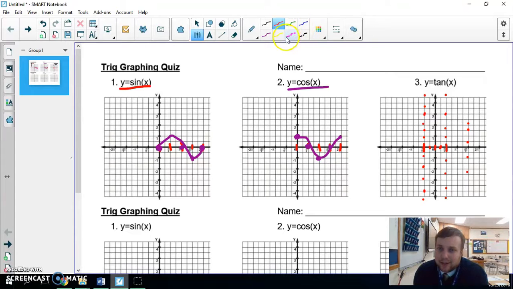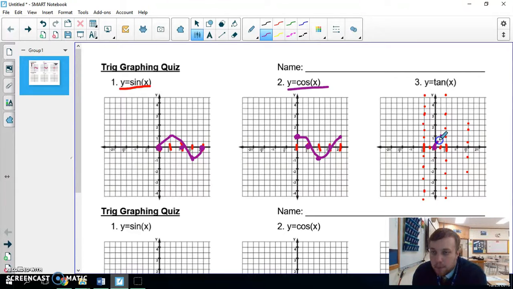Okay? The next thing is we're going to have a 0, 0 right here, but they're going to approach that asymptote. And at the first mark over here, it's going to be at 1.